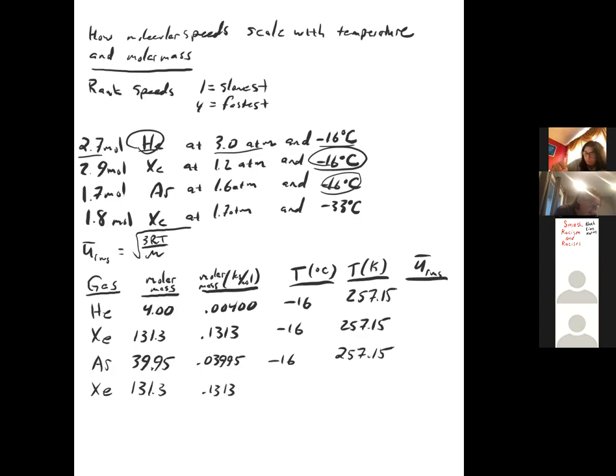0.1313. But this one's at -33. So that's colder, right? Colder is slower. My guess would be this is going to be the slowest one because it's the heaviest and it's the coldest. But -33 plus 273.15 is 240.15. Okay. Now, what I'm going to do is go ahead and calculate. We'll do it for the first one.